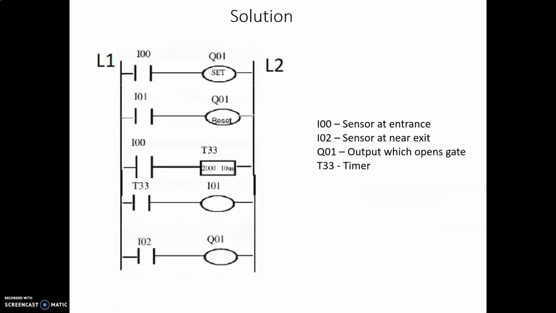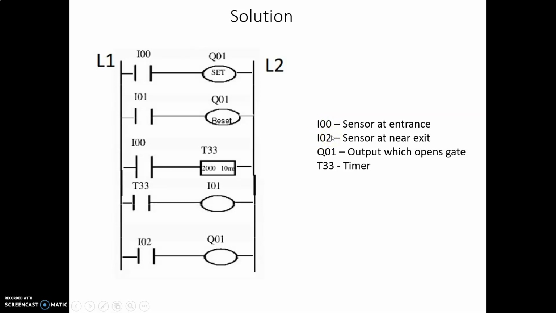I have shown the solution directly here, and we'll try to understand this part. First of all, we start with the two vertical lines, L1 and L2. Now look at the sensors being shown here. The two sensors are shown by the addresses I00 and I02.